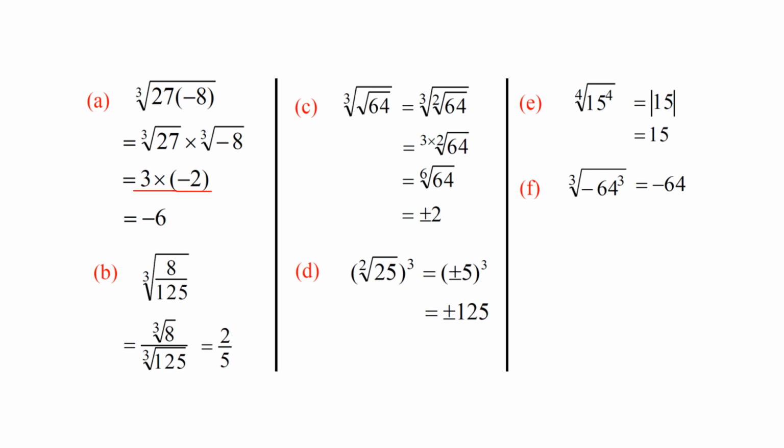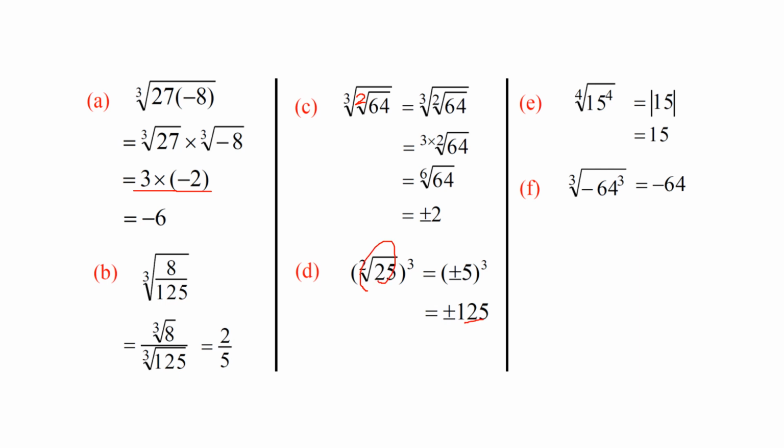And for the next question, again apply the rule, which will be separated. Cube root of 8 is 2, and cube root of 125 is 5. Then we have a cube root of square root of 64. We have 2 here, so multiply together: 6 times, and the 6th root of 64 will give you plus and minus 2. And this is simple. Square root of 25 is 5. So 5 cubed is 125.